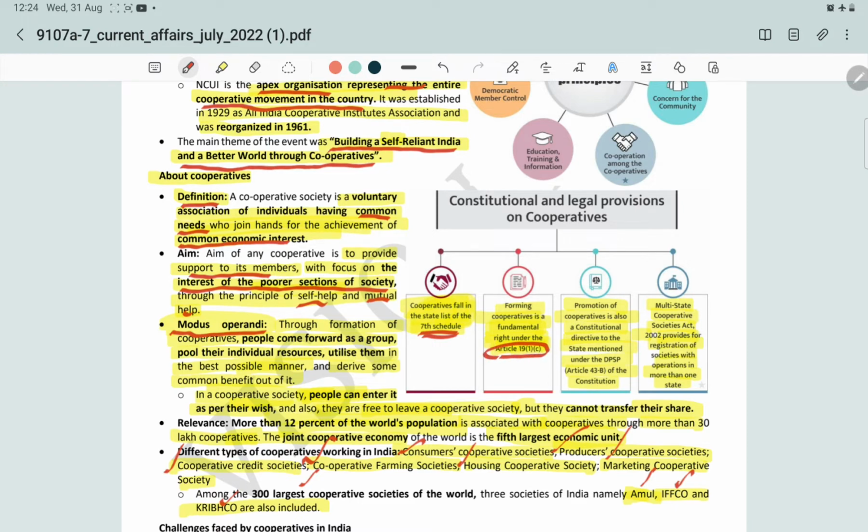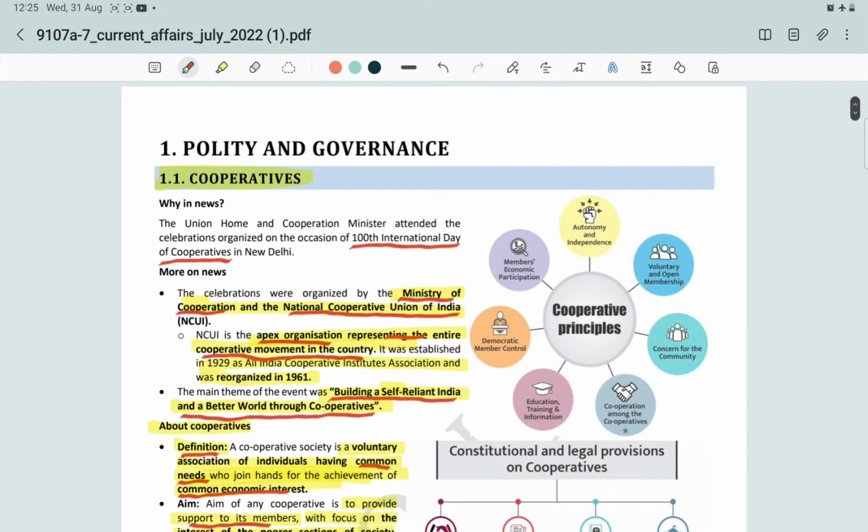And what is Article 19(1)(c)? It states that all citizens have the right to form associations or unions or cooperative societies. Promotion of the cooperative is also a constitutional directive to the state mentioned under the DPSP, that is in Article 43B of the Constitution. And the Multi-State Cooperative Societies Act 2002 provides for the registration of the societies with the operation in more than one state.